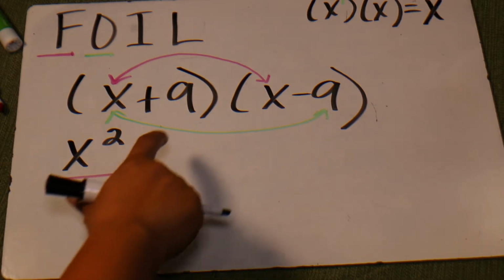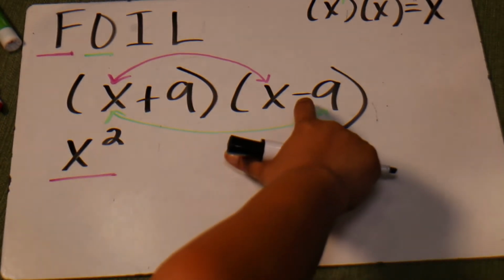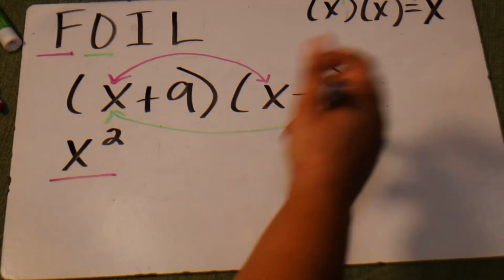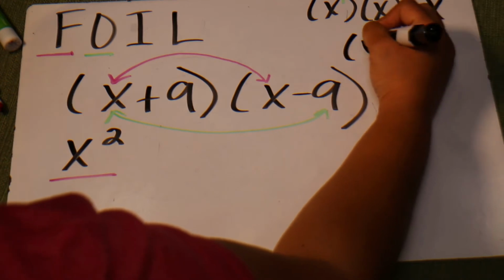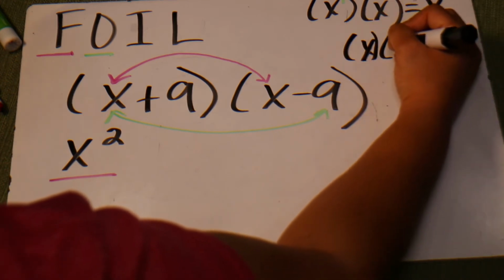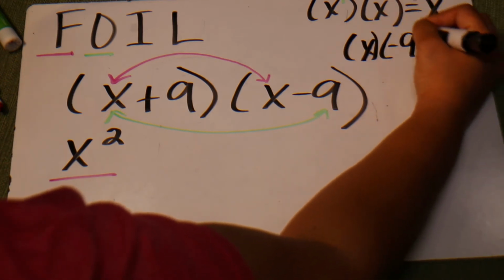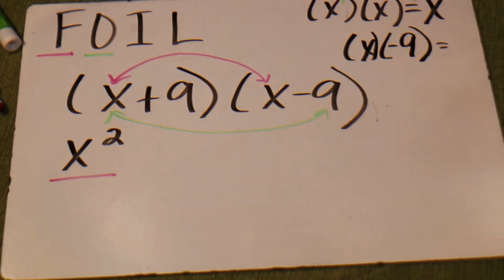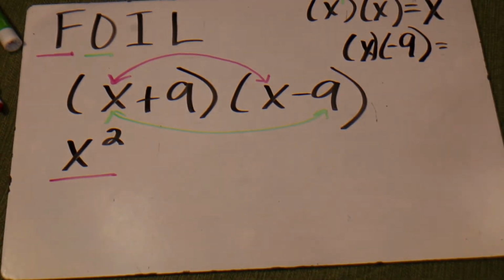All right, so now that we have x times a negative 9, and I'm going to write that on the side here, x times a negative 9, that is going to give you a negative 9x.